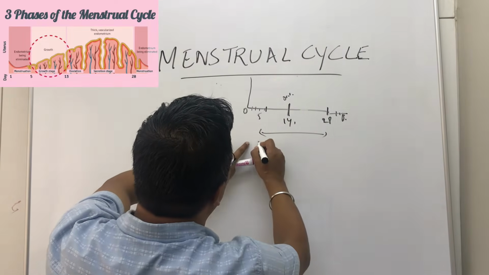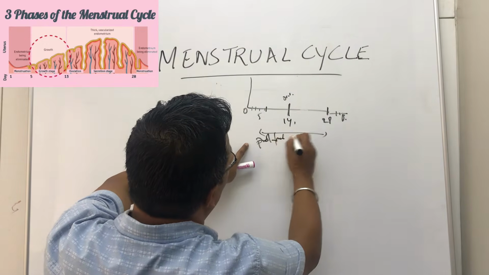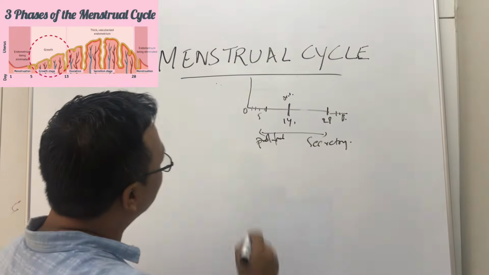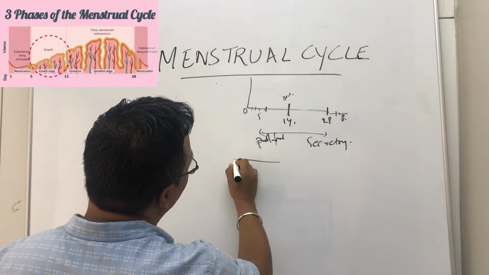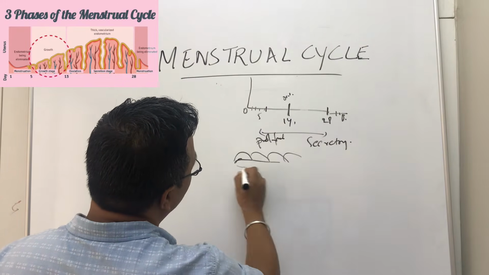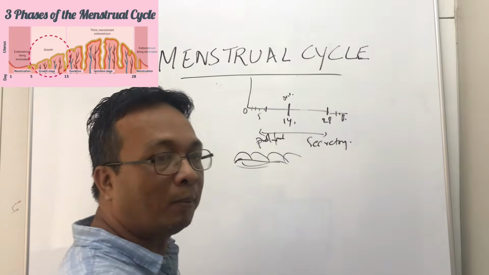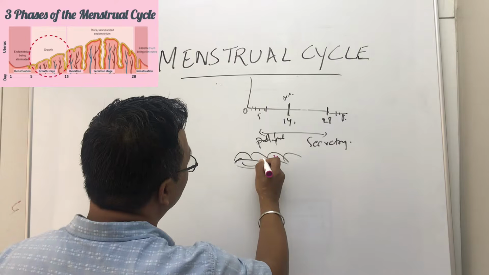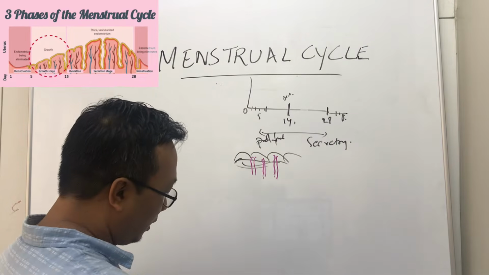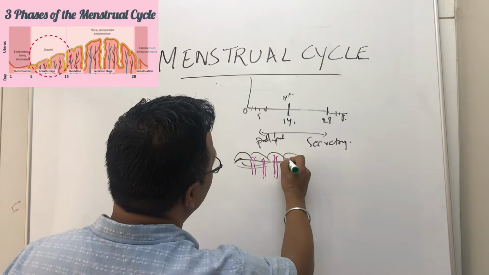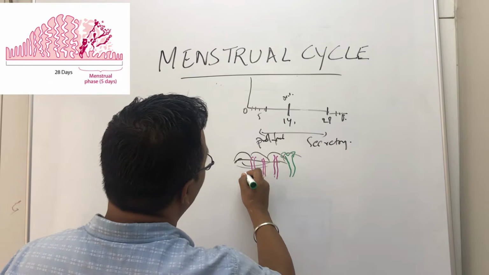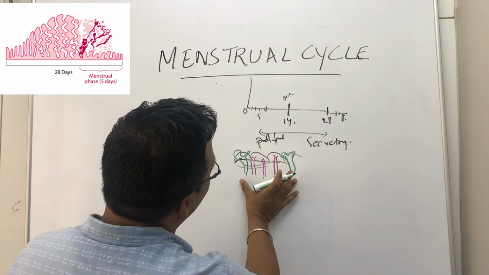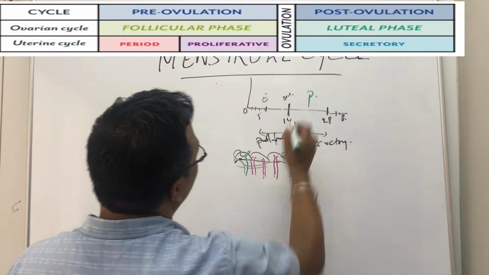This is called the proliferative phase, and this is called the secretory phase. Why proliferative phase? Because the functional layer of the endometrium grows along with blood vessels, which become corkscrew shaped, and glands which become big. So this is the estrogen phase, and this is the progesterone phase.